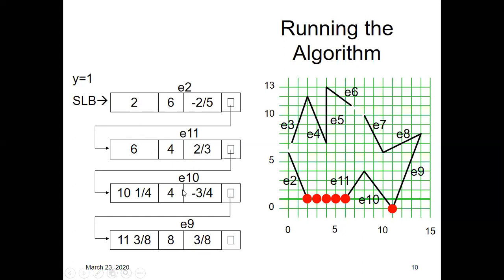And the next filling: from the first data of E10, that is 10 1 by 4, of E10, to 11 3 by 8 of E9. 10 1 by 4 means 10.25, you can take it as 10. 11 3 by 8 is around 11.18 or whatever, you can take it as 11. So in a nutshell, 10 of E10 to 11 of E9. 10 of E10 is this point and 11 of E9 is this point. So you fill it like this.